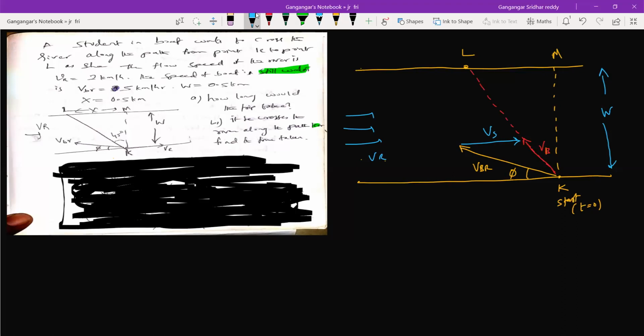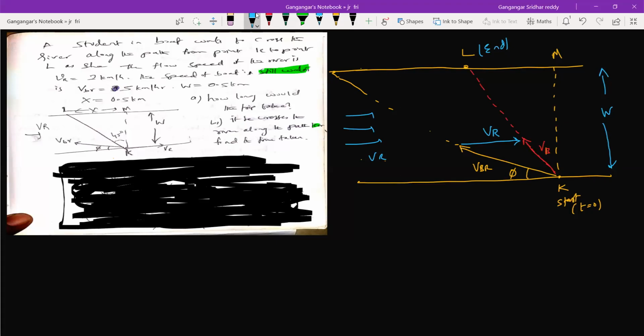Where do they start, where is the end point according to the question given? This is the end point. You ask the boatman where you are heading. He will say that I'm heading somewhere here. But the river current will push him, and because of that he will reach it. Okay, proceed in the same way.